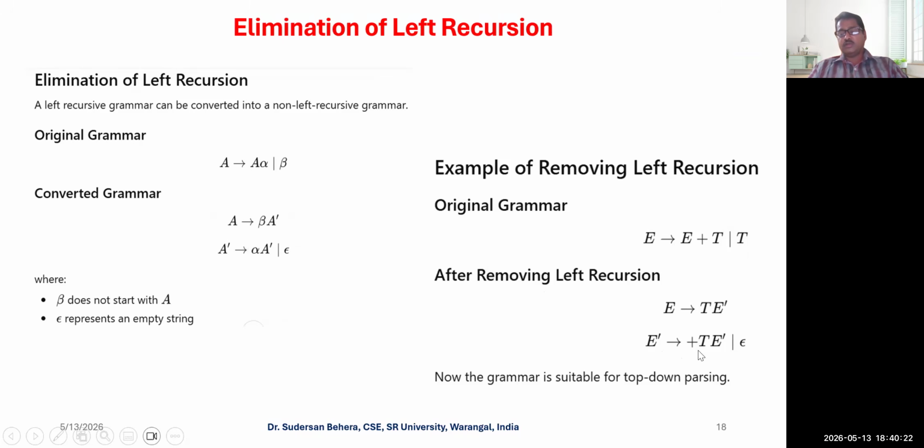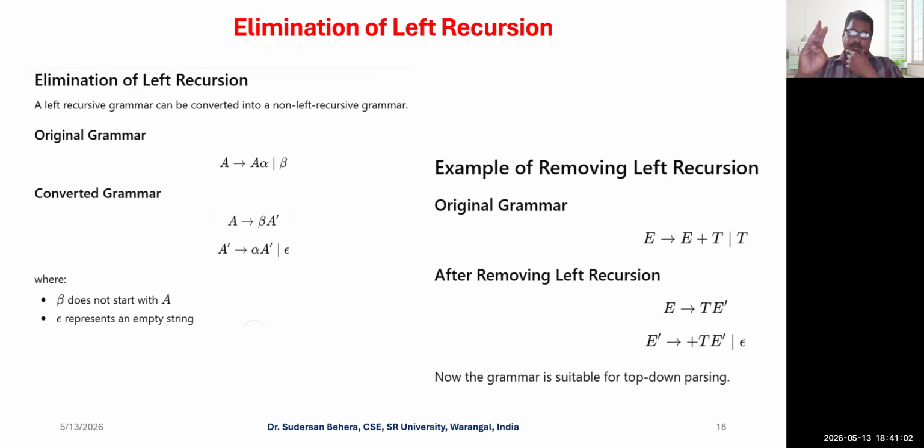So A dash derives alpha A dash or epsilon. Here A dash is nothing but E dash. So E dash derives plus T E dash or epsilon. So the entire grammar, those two lines, is converted into three lines. Only one extra production is added, that is epsilon, and a new variable is added, that is E dash. Otherwise you cannot convert the grammar from left recursion to non-left recursion. Okay, understood?